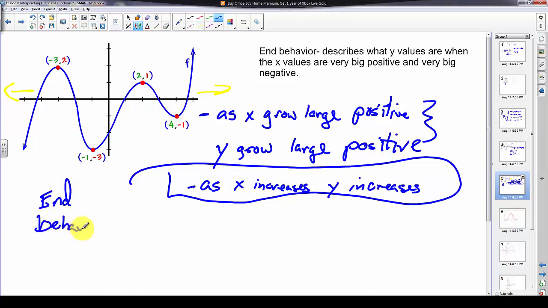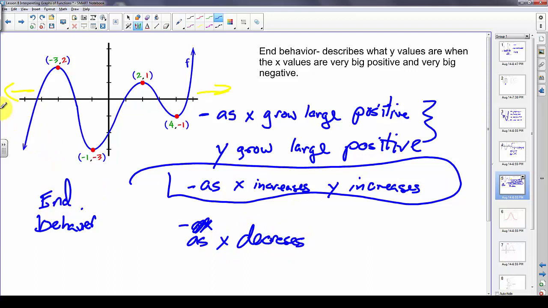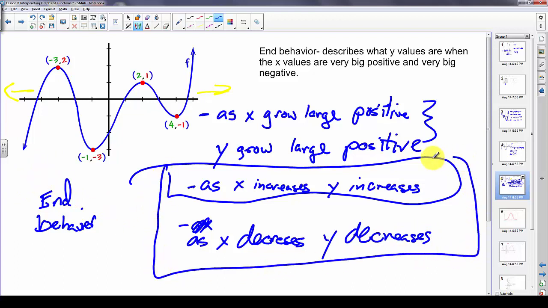To finish the end behavior, I have to then say as x decreases, so in other words, as x goes down, y decreases. So y is dropping as well. Inside this box here is your end behavior.